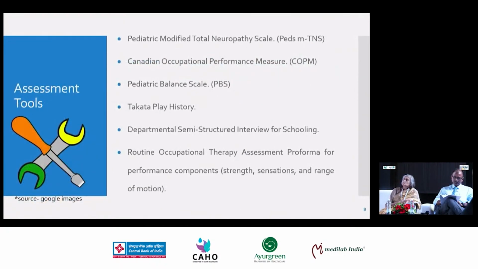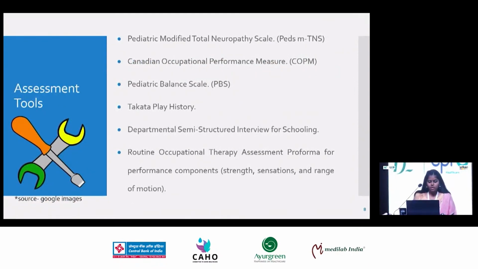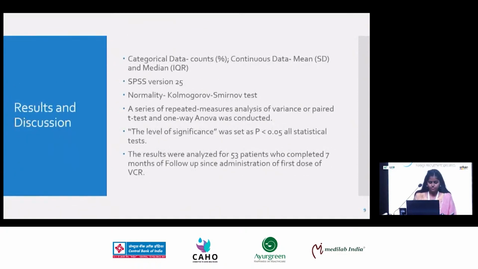During each of these visits, patients underwent the following assessments: neuropathy using the pediatric modified total neuropathy scale. Function was assessed using COPM. Balance was assessed using the pediatric balance scale. Play was assessed using the Takata play history, and a departmental semi-structured interview was used to assess schooling. A routine occupational therapy assessment proforma was used to assess various performance components like strength, sensation, and range of motion.